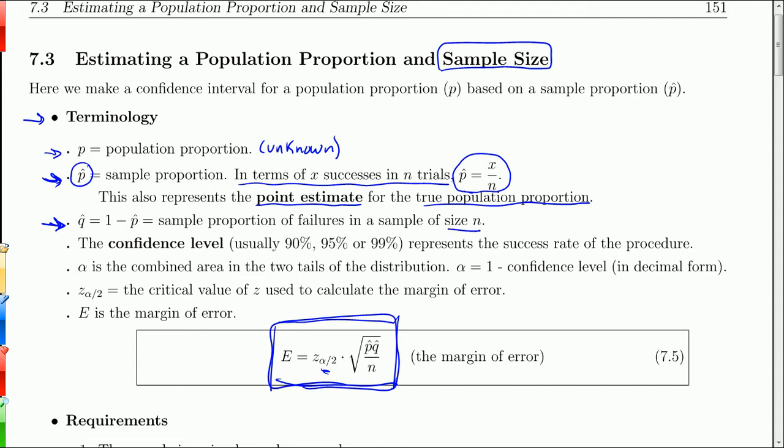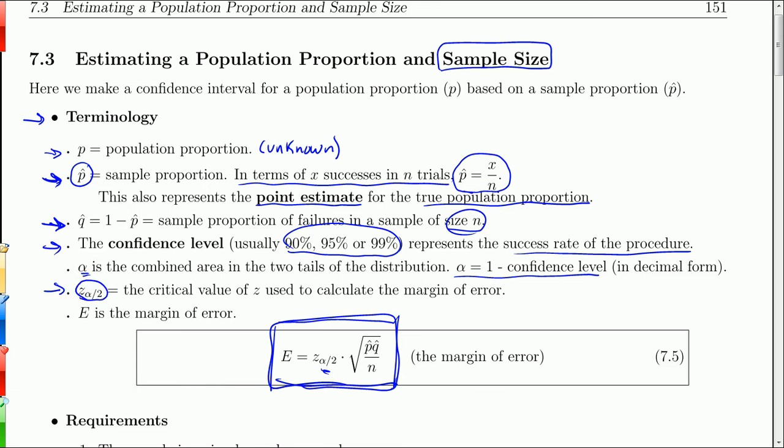Sample size is n. The confidence level, again, we'll usually be dealing with one of our popular 3 confidence levels. It represents the success rate of the procedure or the confidence that we have in our interval estimate. Alpha, which is 1 minus the confidence level in decimal form, represents the area in the 2 tails of the distribution of sample means. In this case, it's the normal approximation to the binomial distribution, but it represents the area in the 2 tails.